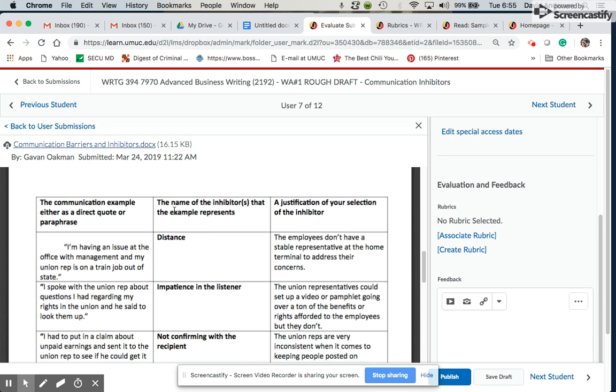And then in this section, that's where you give a very specific example. One spring meeting, one of my colleagues said, I'm having an issue at the office with my management. The union rep is on a train job out of the state. I had this, so the distance was it. So you want to give the distance was the inhibitor, or physical space. And then you just want to give the information, like it's very difficult for employees to meet with representatives when they're all over the place. So make sure that this is very specific, you do need to have quotes. And the concept of using quotes was that you were identifying a very targeted communication that really took place.